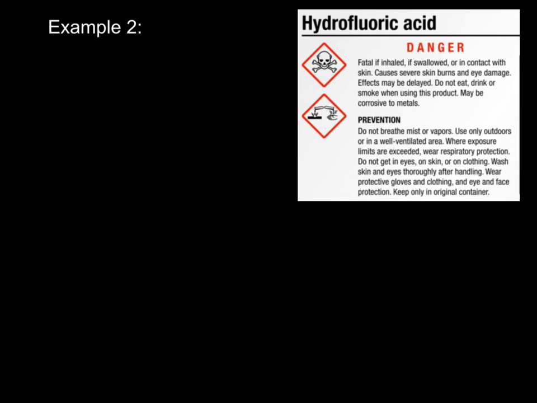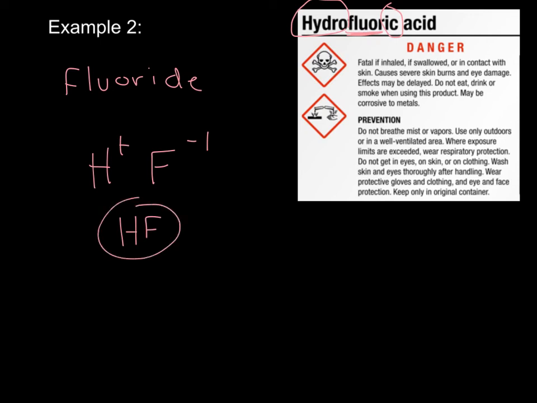Well, the first thing to note here is that we have hydro and we have ic. Hydro and ic, if you look back at your table, they have the meaning for the IDE ending. So we look at our base, fluor, and we're going to add IDE to that. So we're looking up fluoride. Well, fluoride comes from fluorine, which is a halogen and gets a -1 charge. Hydrogen always gets a +1 charge when it's acting as an acid. When we crisscross this, we simply get HF. And we're done.